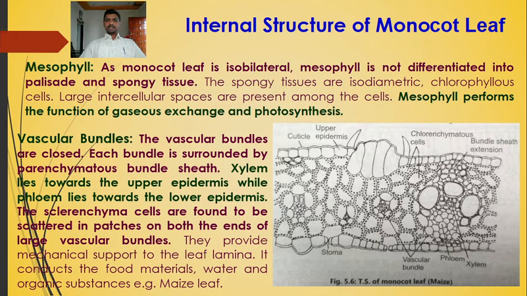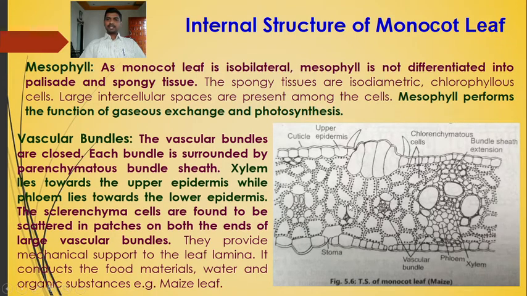These vascular bundles are closed. Cambium is absent. Each vascular bundle is surrounded by a parenchymatous bundle sheath. Xylem lies towards the upper epidermis, phloem lies towards the lower epidermis. The sclerenchyma cells are found in patches on both ends of the larger vascular bundles. They provide mechanical support to the leaf lamina. It conducts the food material.